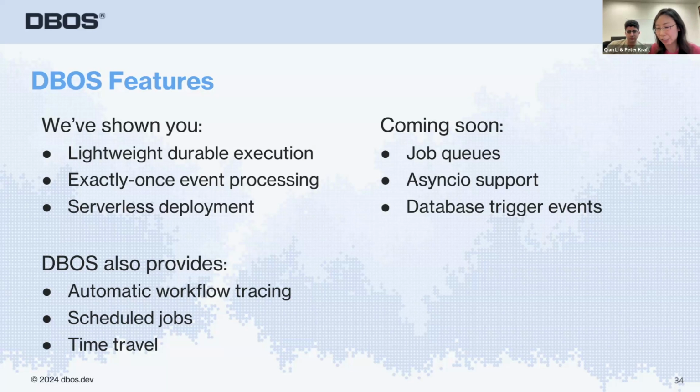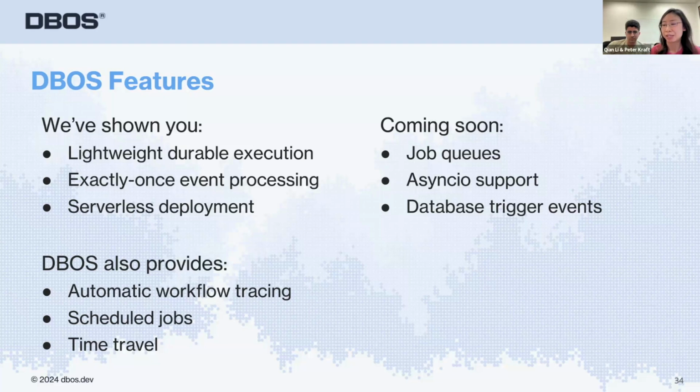So DBOS basically emits OpenTelemetry format for tracing and logs. And then we also have scheduled jobs. So in some of the demos on our website, you'll see that you can have a Slack bot scraping Hacker News and send you updates every hour. It's super fun. And finally, there's a unique feature called time travel. We don't have time to cover it today, but it's super cool. Make sure you check it out.